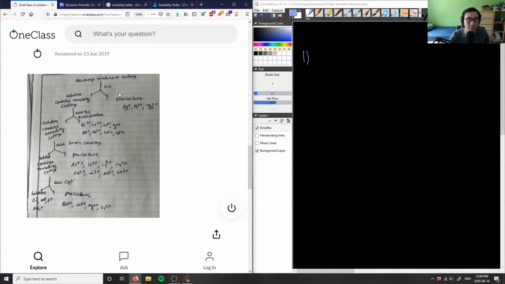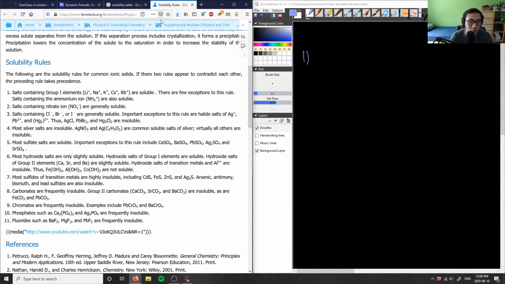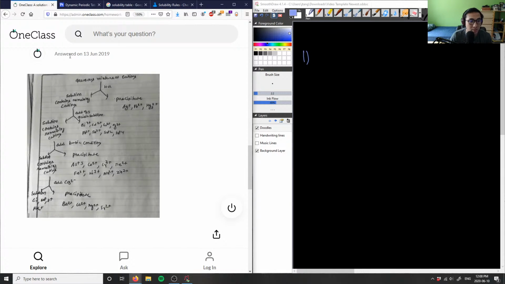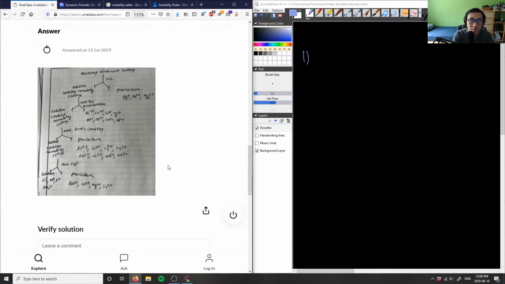I like how they broke it down into specific steps here to test your knowledge of solubility charts, but all you have to do is go back to these rules and figure out which of these are soluble and insoluble in acidic or in basic conditions, and also with specific polyatomic anions such as carbonate. Yeah, that's about it. So this solution therefore is correct.